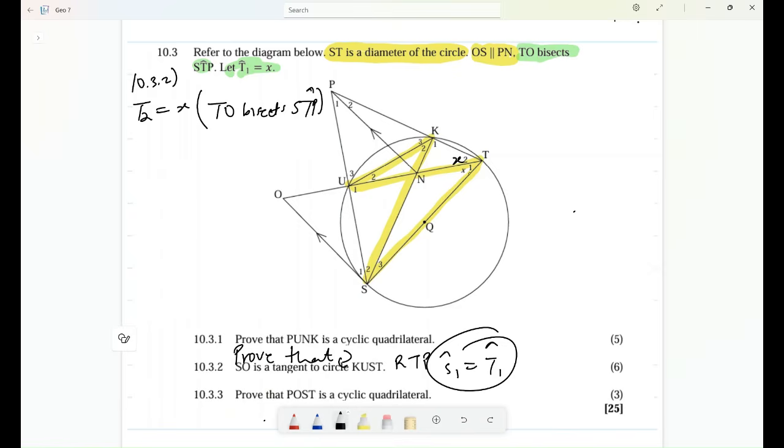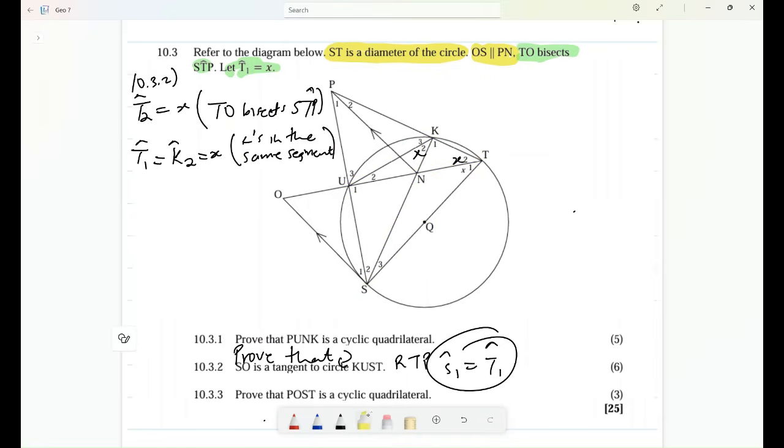Now, I'm going to say another part, T1. Can you please include angle? Angle T1 is equal to angle K2. Why am I saying that? Please indicate that this is equal to x. Why am I saying that? Angles in the same segment. Now, all right, this is also equal to x.